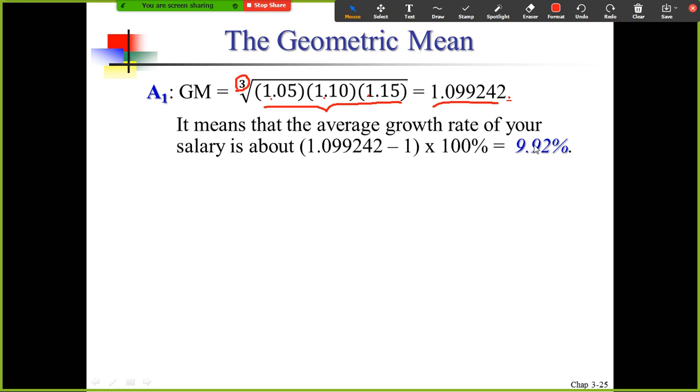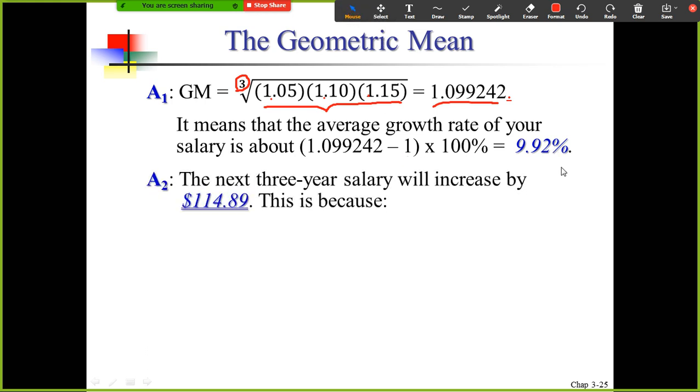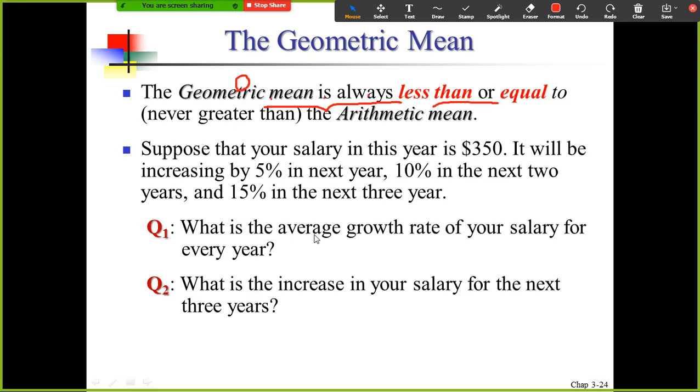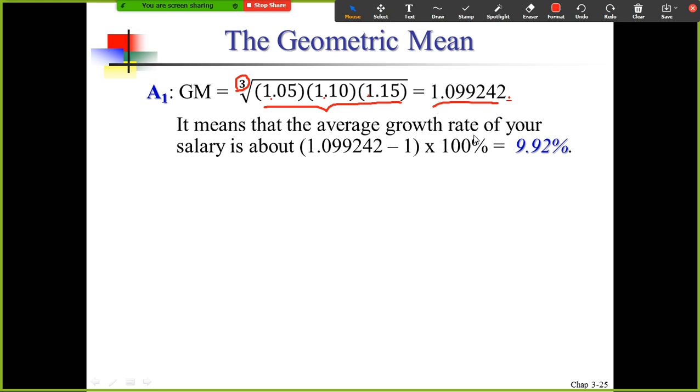This is the growth rate. So what does it mean? 9.92%. There are more digits here, but I just deleted some digits at the back. Don't try to have many digits at the back, just 2 digits. Okay. So now we have 9.92. So what does it mean? 9.92 is the average annual growth rate of your salary.